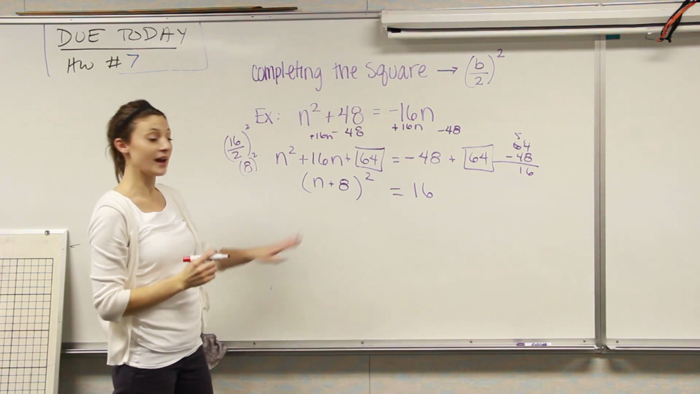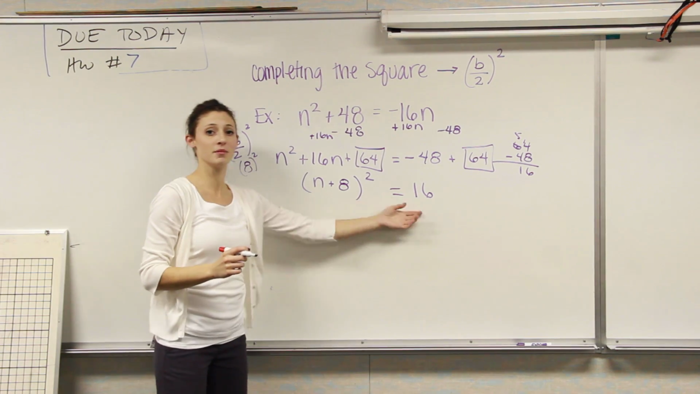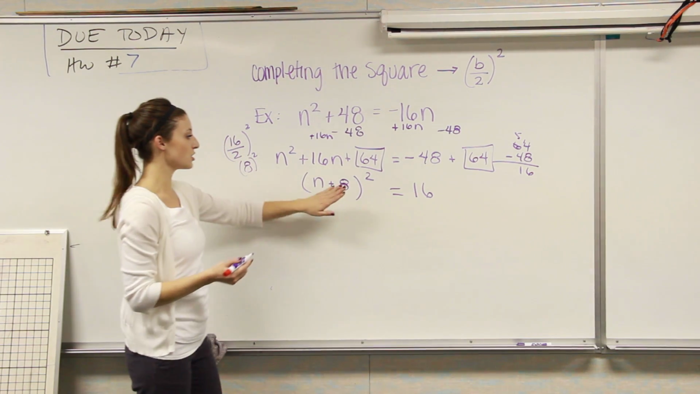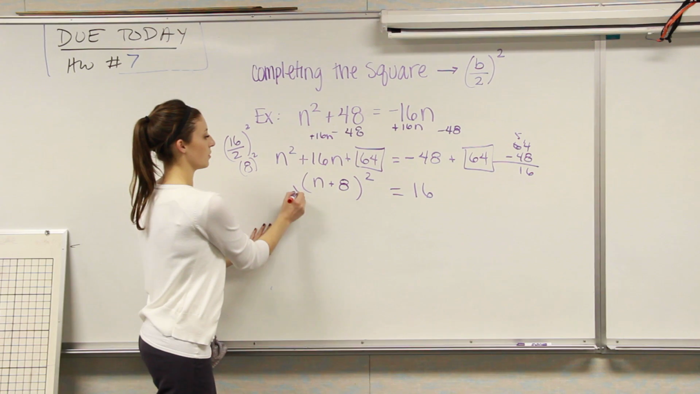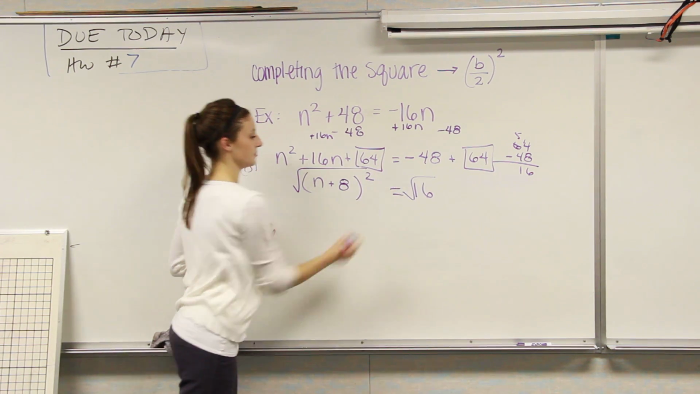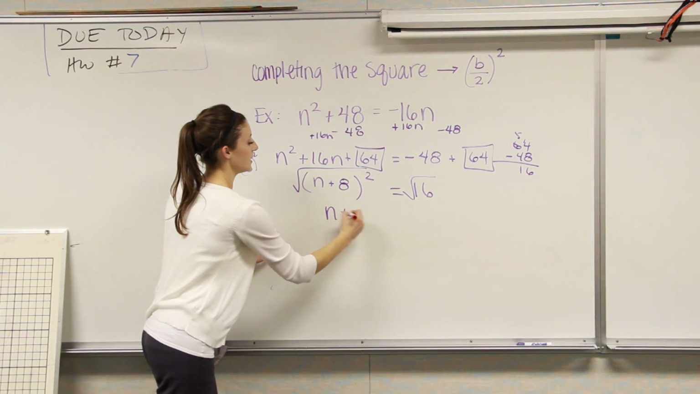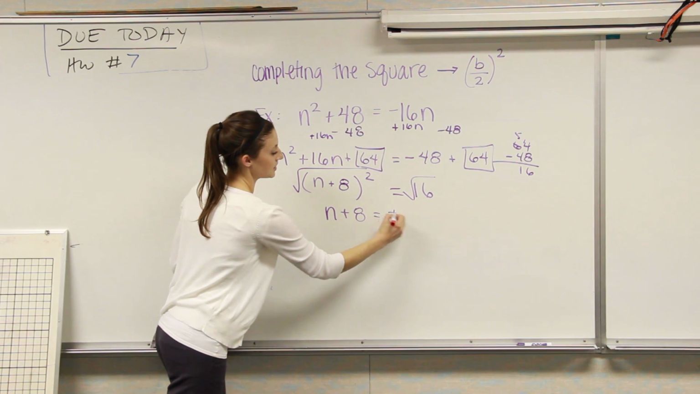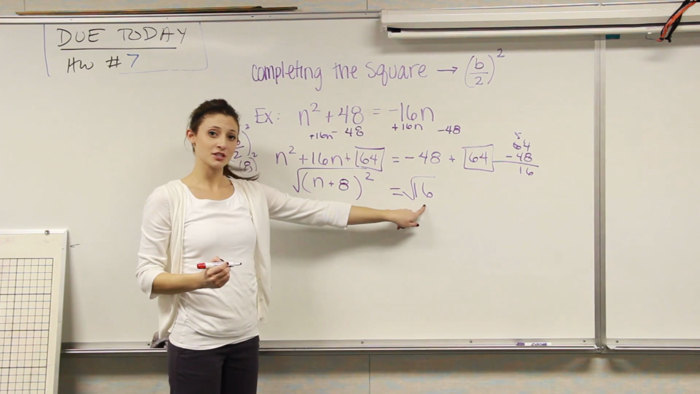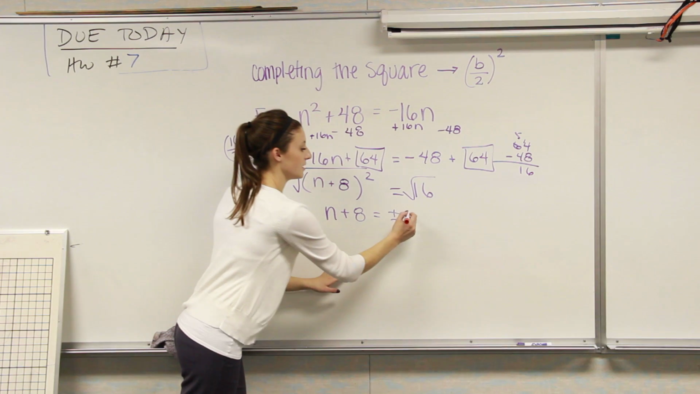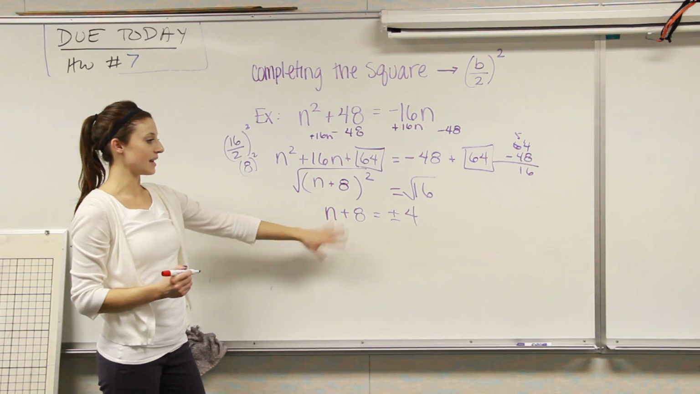Okay. So now what we created is a problem that we can solve using square roots. So in order to get rid of this squared, we're going to square root both sides, and you get n plus 8 equals plus or minus. This is actually nice. It's a perfect square. Square root of 16 is 4. And now we just have to solve this.